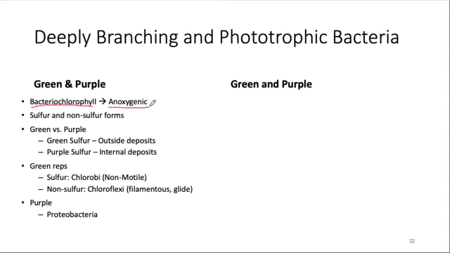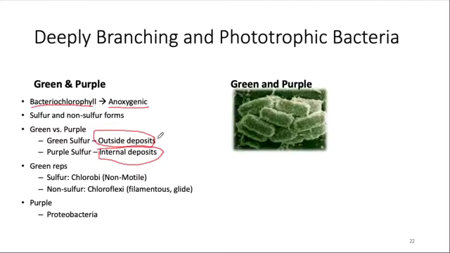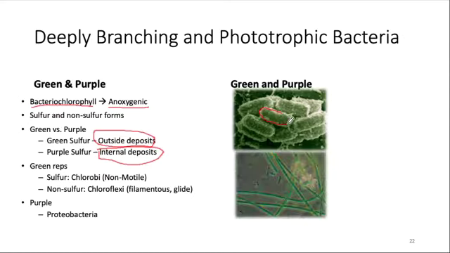There are sulfur and non-sulfur forms, and then based on the pigments, you have the green sulfur, which have green pigments, and the sulfur deposits that they produce are deposited outside the cell. For the purple sulfur, the deposits are produced inside the cell. So these are outside the cell, as you can see in this picture on the surface, and then these are produced within the cell. Okay.